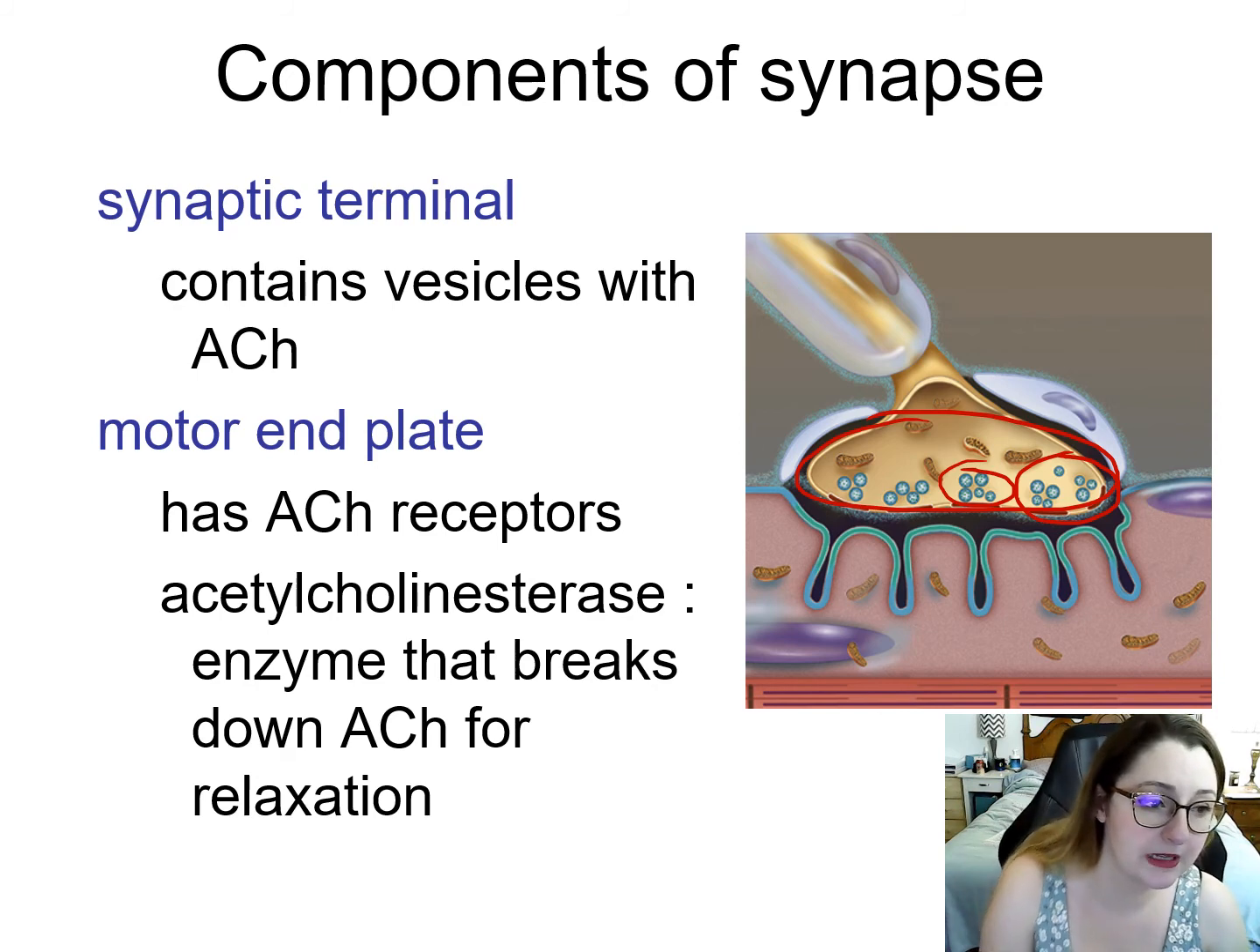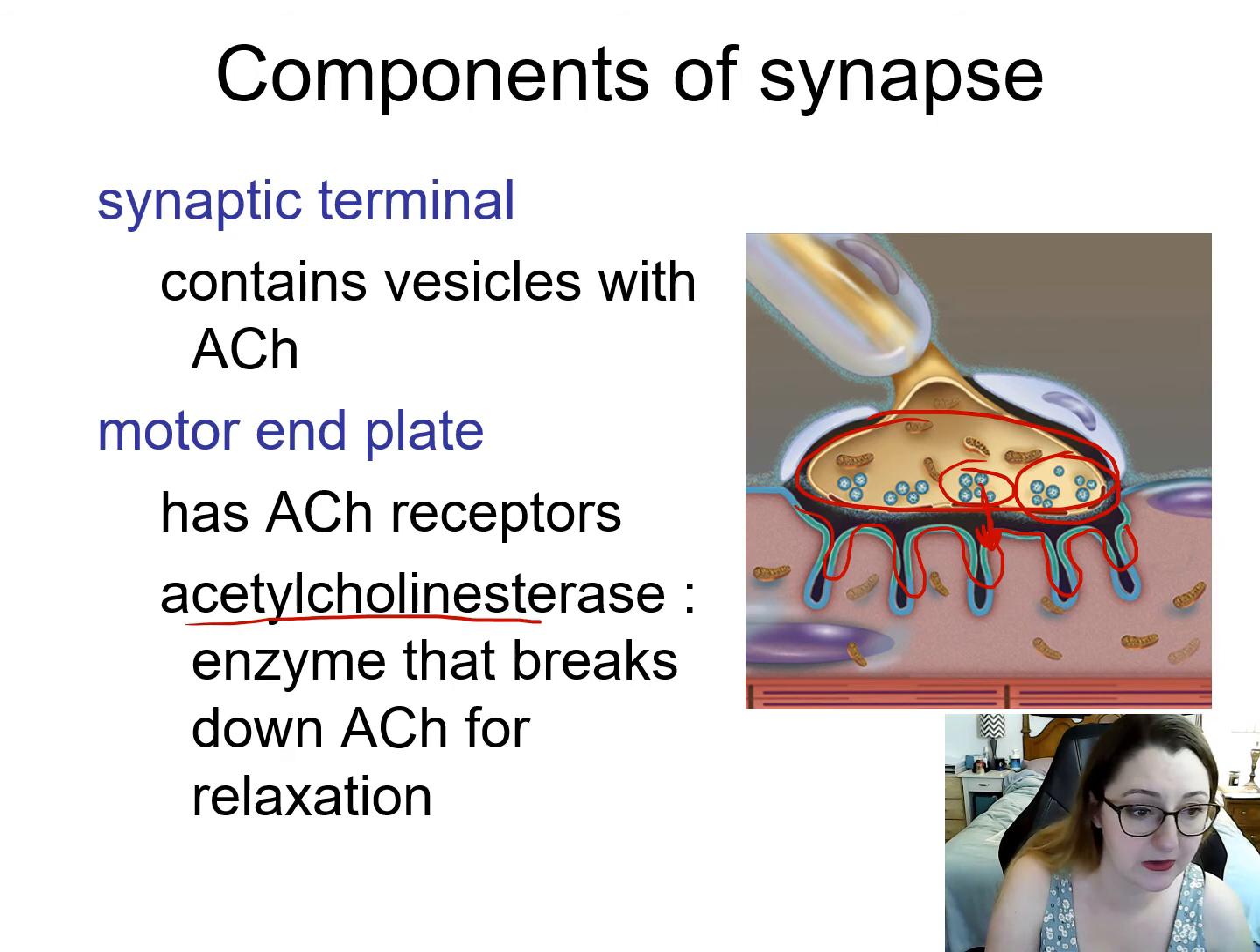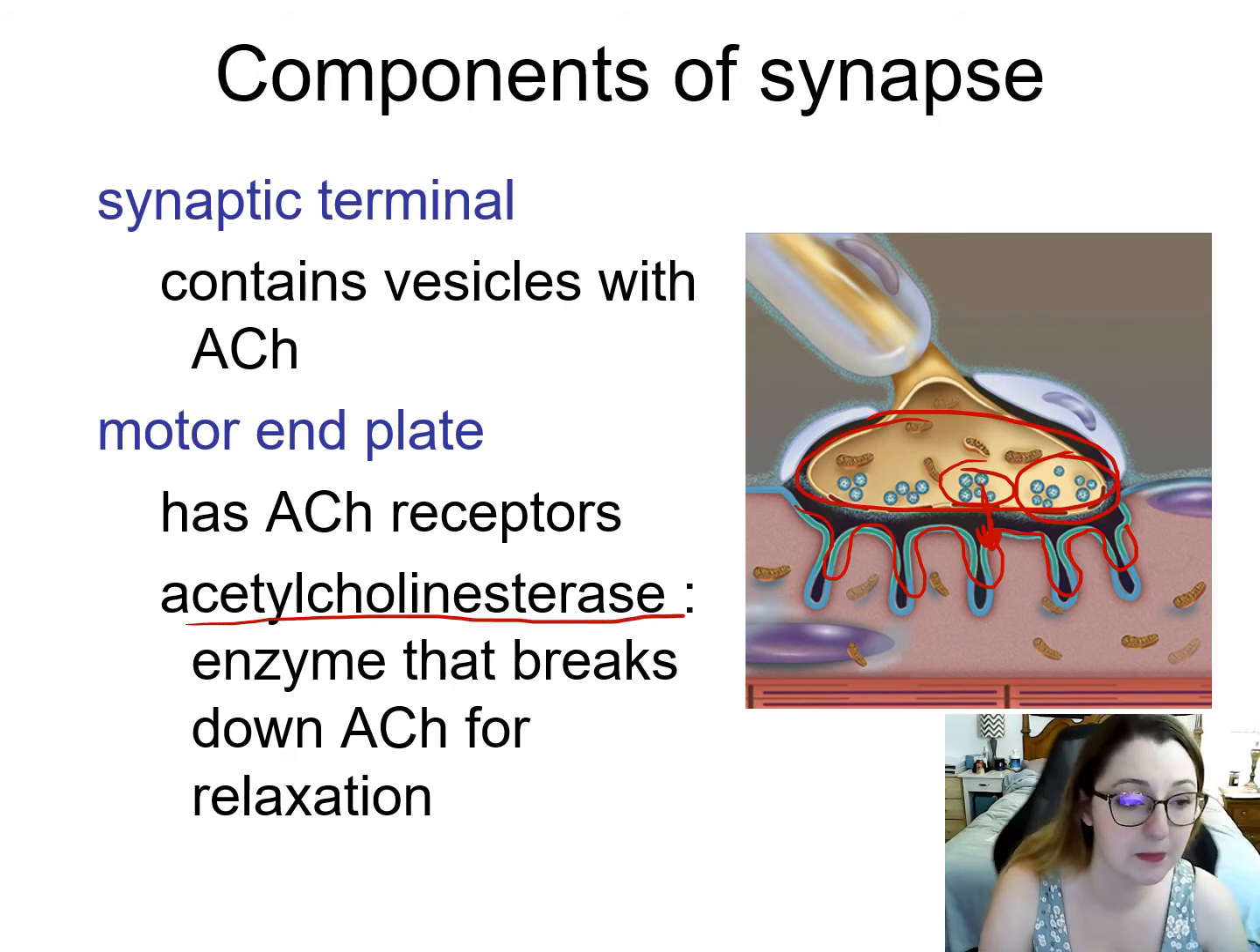The motor end plate is going to be where we have acetylcholine receptors. So that's going to be down here. So this is just waiting to receive the contents, which are the neurotransmitters, from these vesicles. And then we have this term acetylcholine esterase, and I believe I'm going to talk about it here in just a minute, but just know that it's an enzyme that breaks down acetylcholine in order to relax.